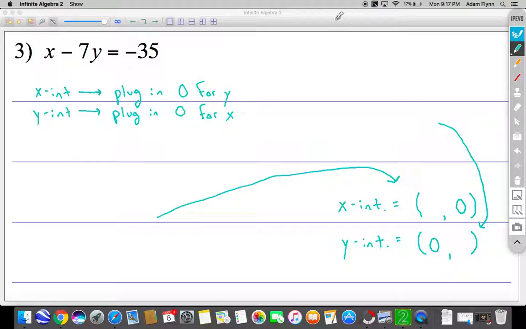So let's do the y-intercept first this time. So we will have 0 plugged in for x minus 7y equals negative 35. So we've got a 0 there. So we're left with negative 7y equals negative 35.